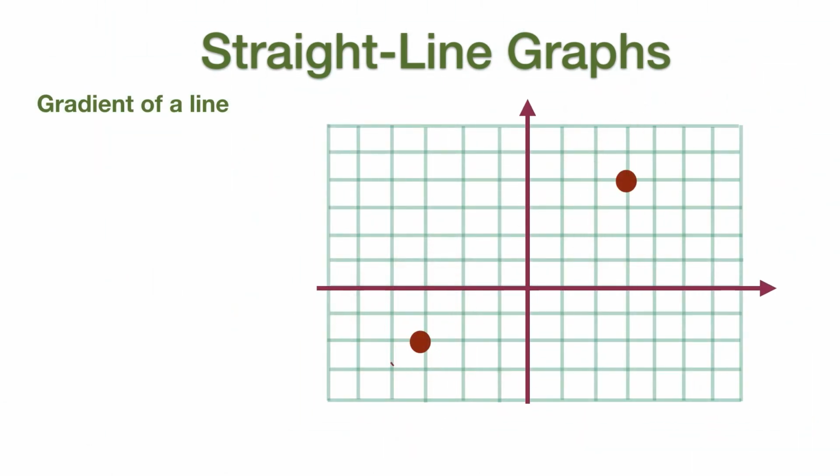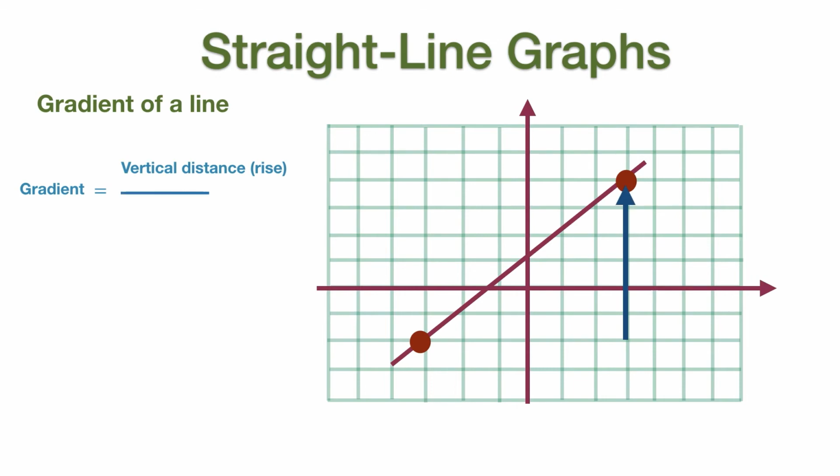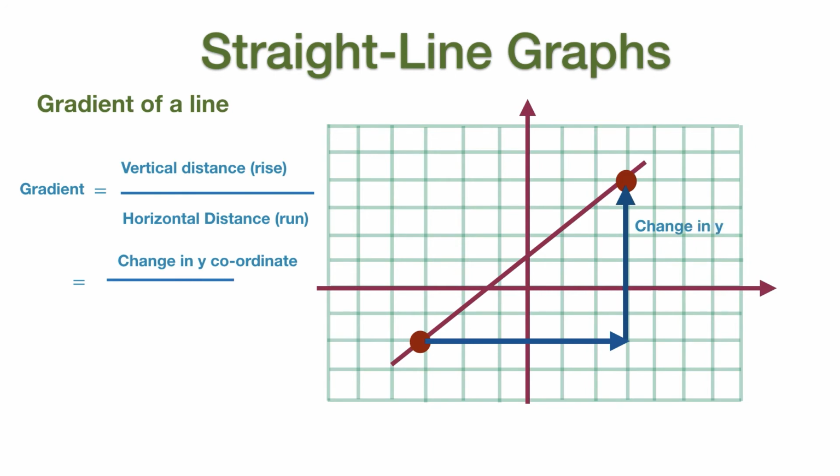The gradient of a straight line is a measure of how steep the line is. It is calculated by dividing the vertical distance between 2 points by the horizontal distance between those 2 points. Vertical distance is the change in y coordinates, which is given by subtracting the y coordinates. And the horizontal distance is the change in x coordinates, which is given by subtracting the x coordinates of those 2 given points.